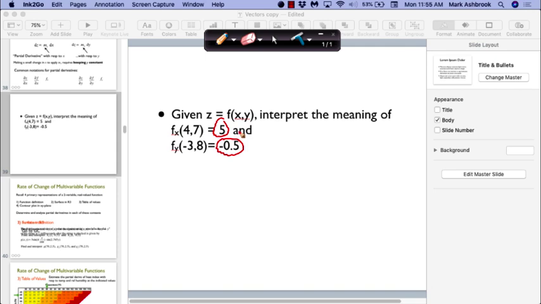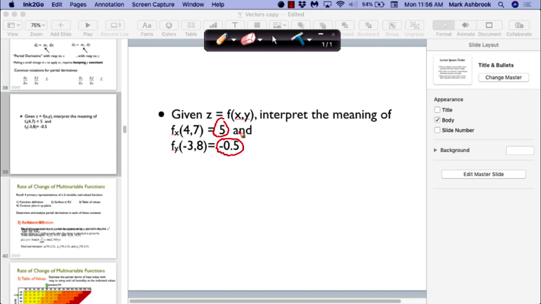Okay, how about Alyssa, number 2? How about the negative 0.5? Can you? For any small change in y at the point (-3, 8), the corresponding change in z will be negative 0.5 times that change in x. Oh, it's change in y. Good, okay.